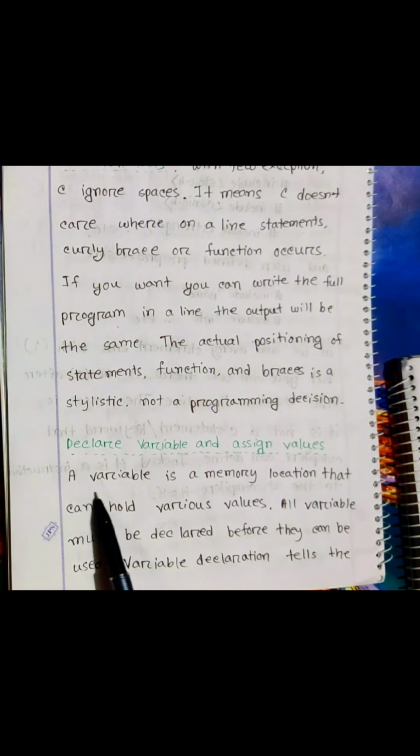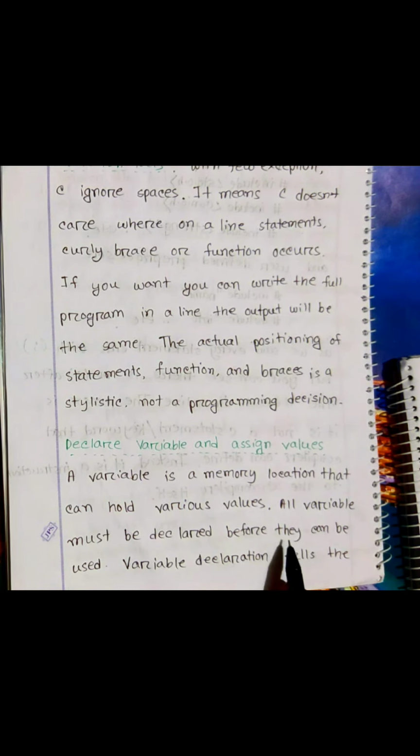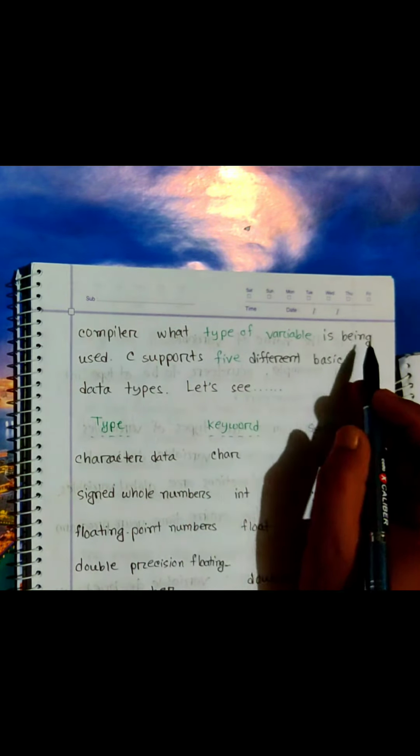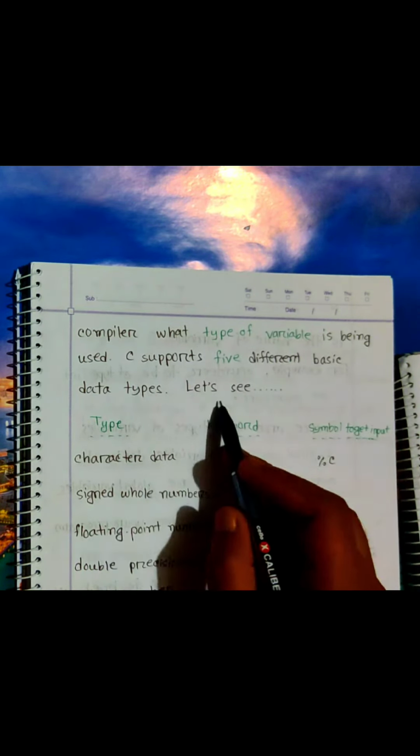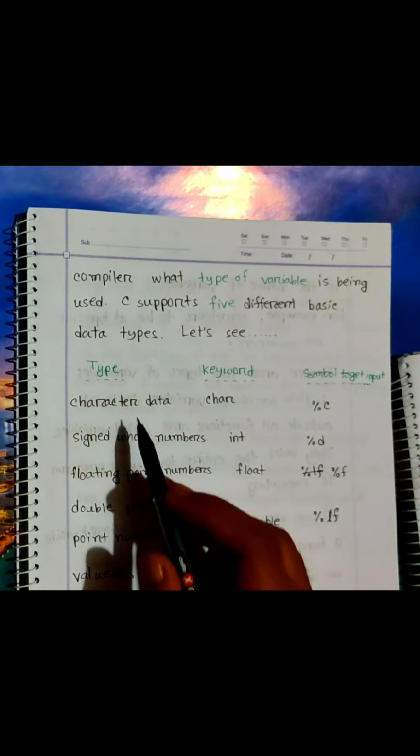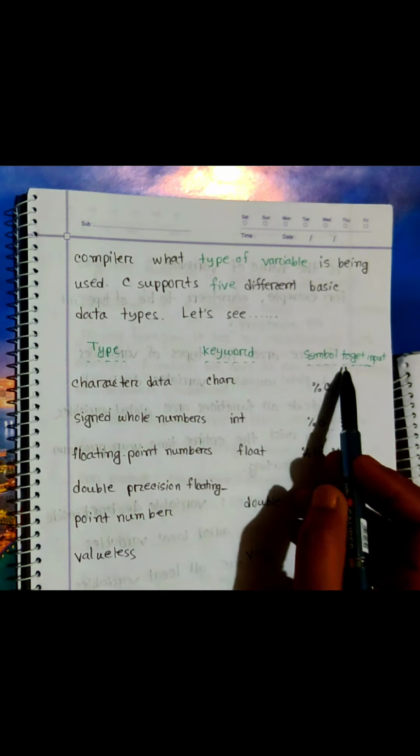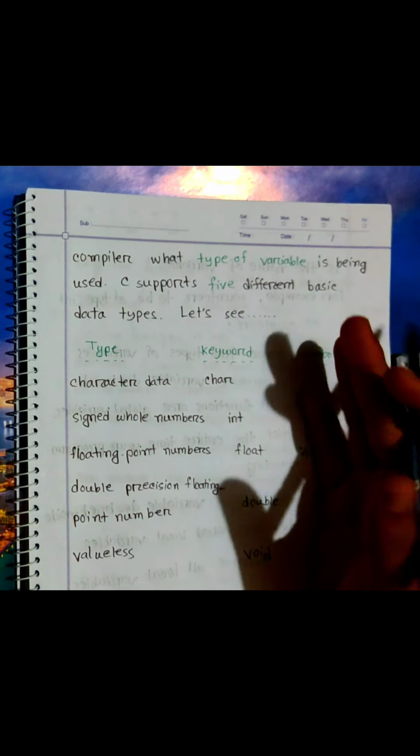Declare variables. A variable is a memory location that can hold various values. All variables must be declared before they can be used. Variable declaration tells the compiler what type of variable is being used. C supports 5 different basic data types. Let's see. I have written a table here: type, keyword, and symbol to get input. I will use it later. You will see that.